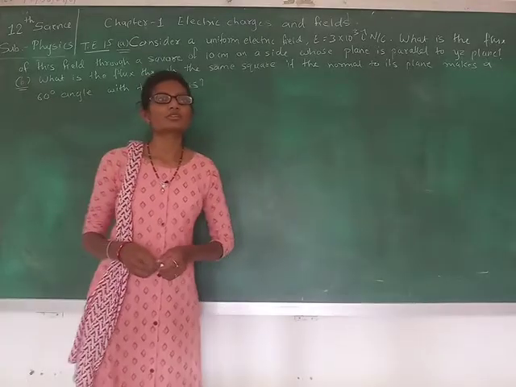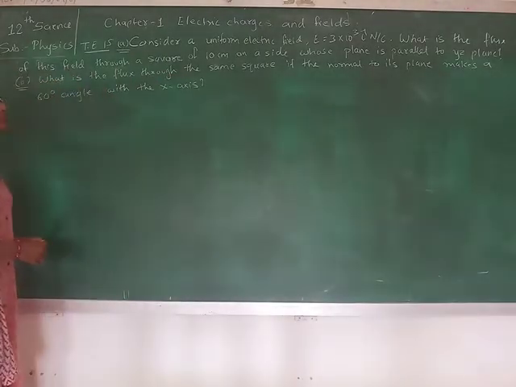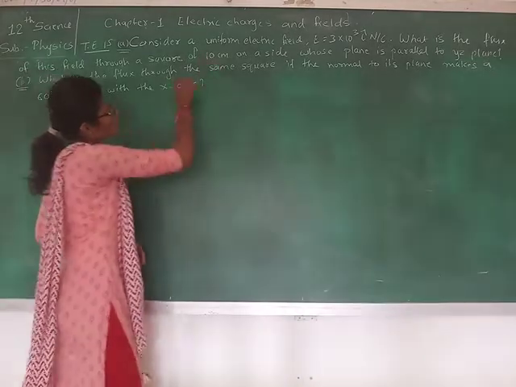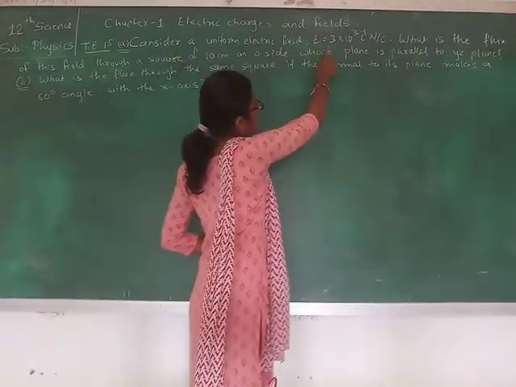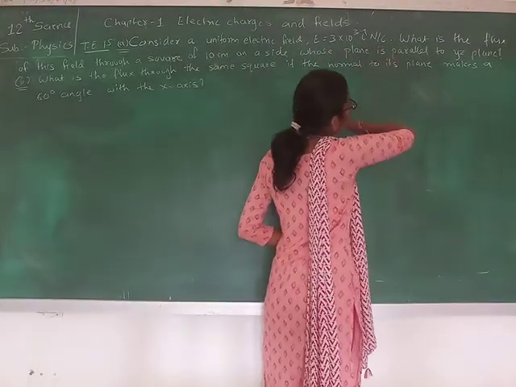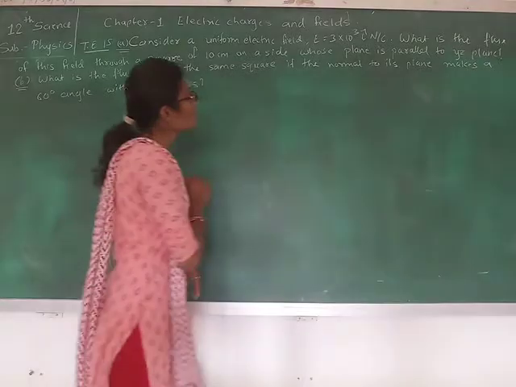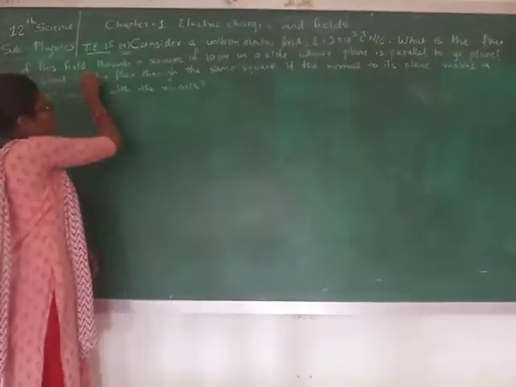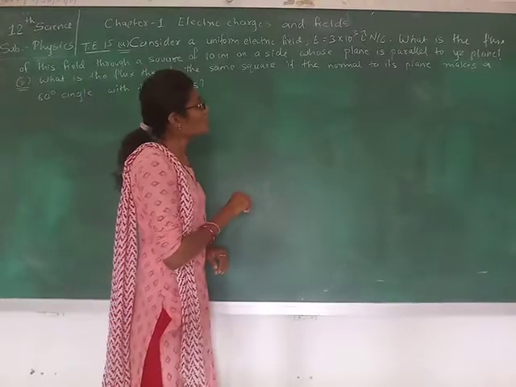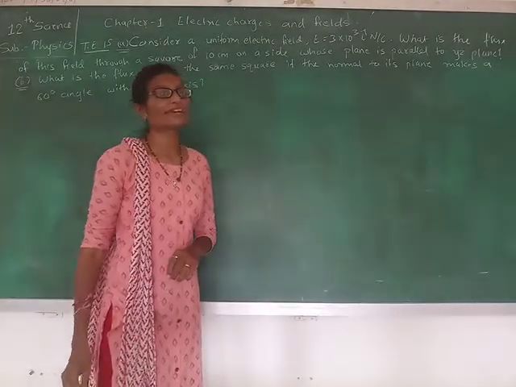Now let us solve the textual exercise numerical number 15. The first part is: consider a uniform electric field E equals 3 into 10 raised to 3 i cap Newton per coulomb. What is the flux of this field through a square of 10 cm on a side whose plane is parallel to the YZ plane?